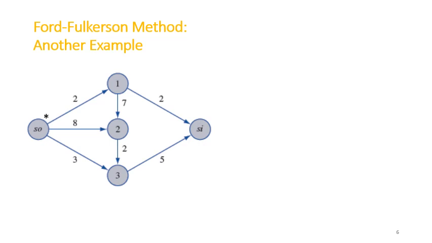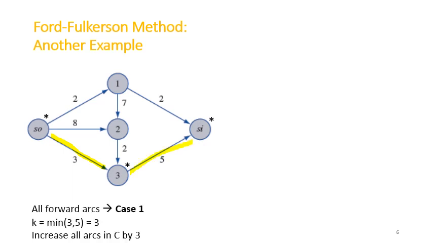So we can just go forward, let's say from source to 3, 3 to sink. Of course, you can also go forward from source to 1, 1 to sink, and that is okay too, but I'm following the example shown in your textbook so you won't get confused. So this is a forward arc, this is a forward arc, so we have case 1, and then we take the minimum between the possibility to increase by 3 and the possibility to increase by 5. The minimum is 3, so we will increase all these forward arcs by 3.